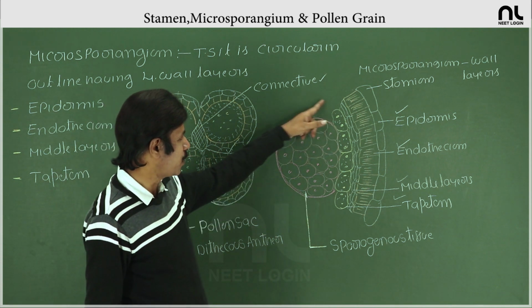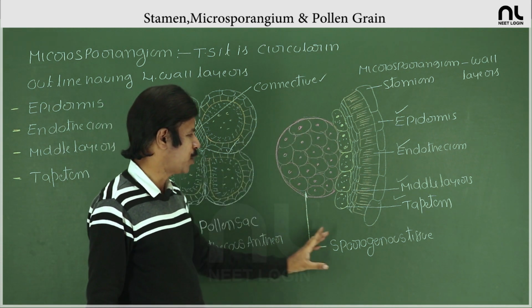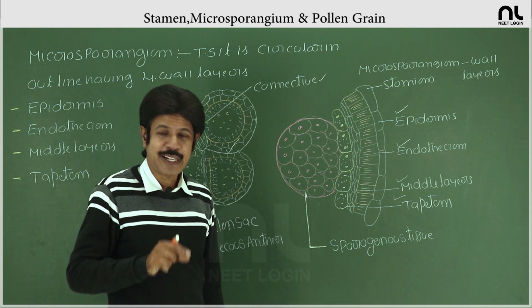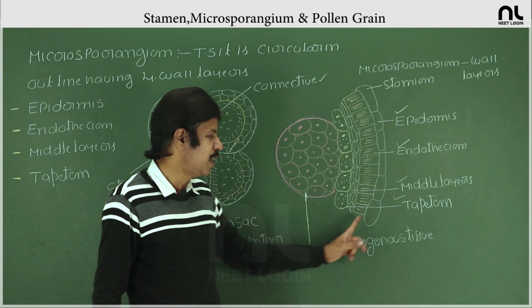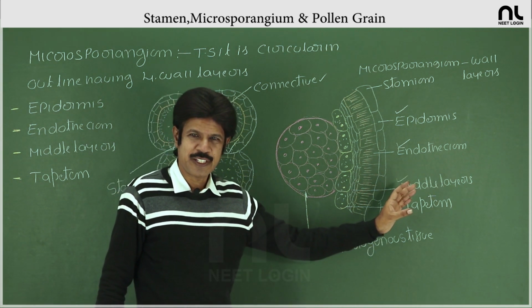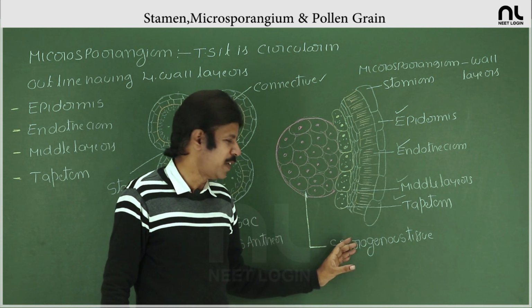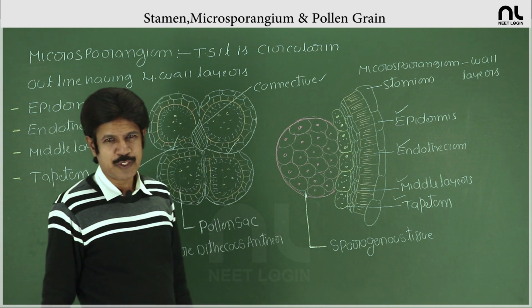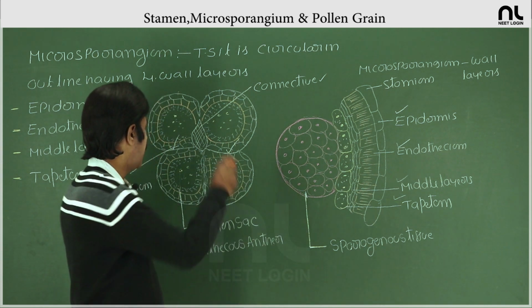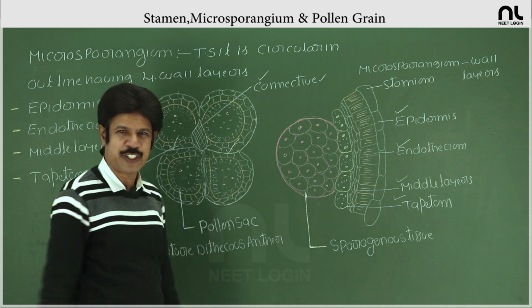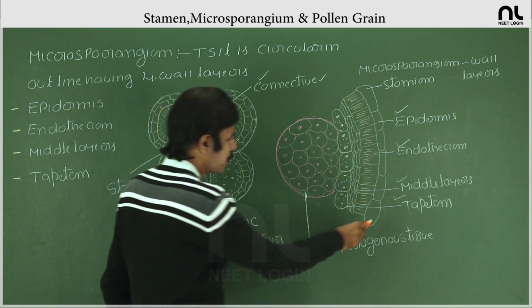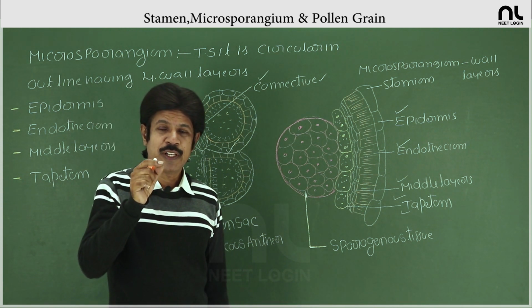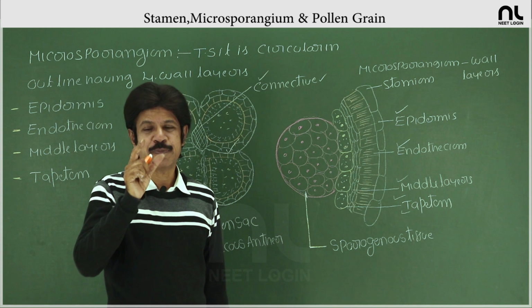And this tapetum is the layer surrounding the sporogenous tissue. A diploid mass of tissue concerned with the production of spores is called sporogenous tissue, the compactly arranged tissue. So nourishment of the microsporangium is by the connective, and nourishment to the developing microspores is by the tapetum. So the tapetum and the connective are helpful in nourishment.